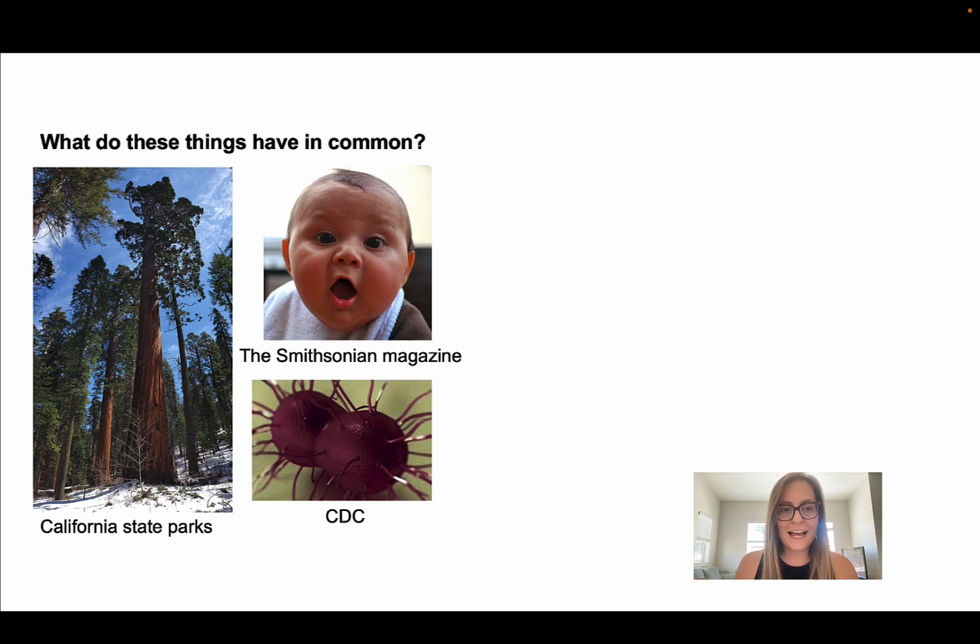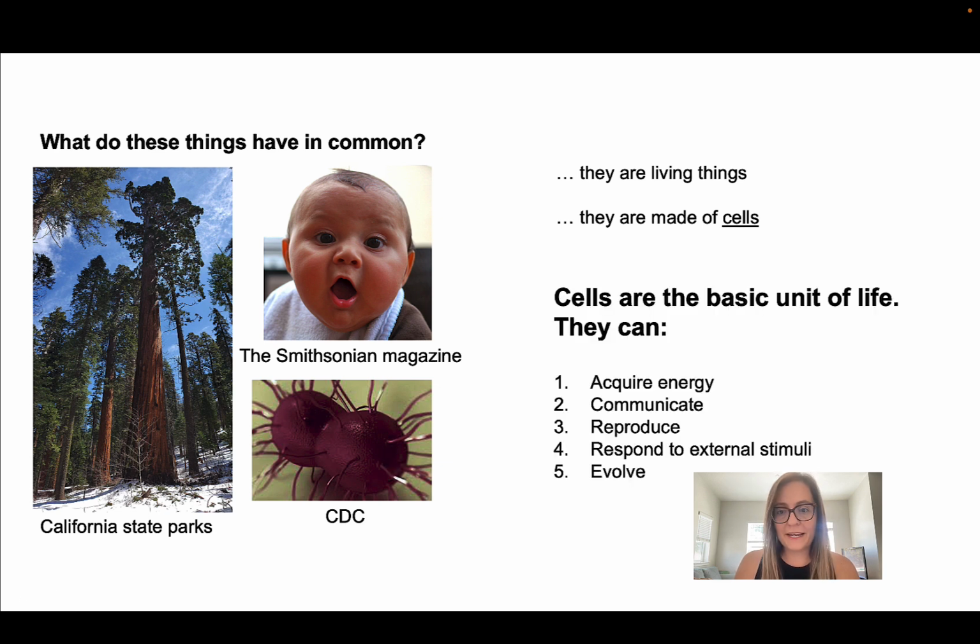So, what does a California redwood tree, a baby, and a bacterial pathogen have in common? This is not a bad joke. You may be thinking nothing, but in fact, these are all living things. And because they are living things, that means that they are made up of cells, or in the case of a bacterial pathogen, made up of a single cell. Cells are the basic unit of life, and they can acquire energy, communicate, reproduce or divide, respond to external stimuli, and over many generations, they can evolve.